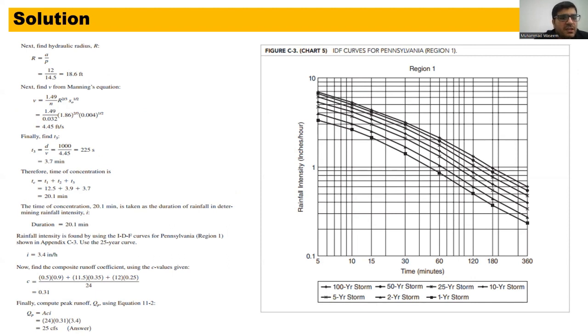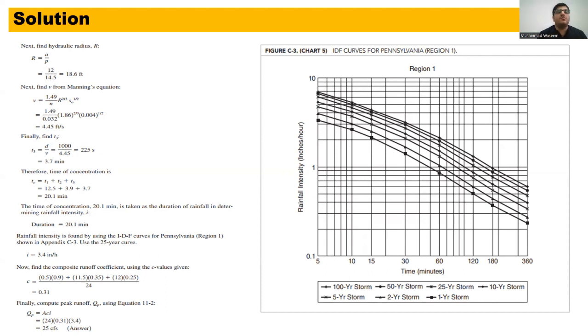Next, we find the velocity from Manning's equation, which is V equals 1.49 over n times R raised to the power 2 by 3, times S naught raised to the power 1 by 2. We have all these values: the slope, the hydraulic radius, and n. Then we find the velocity, which is 4.45 feet per second. Then we find the third time of concentration, for the stream flow, which is equal to 3.7 minutes.